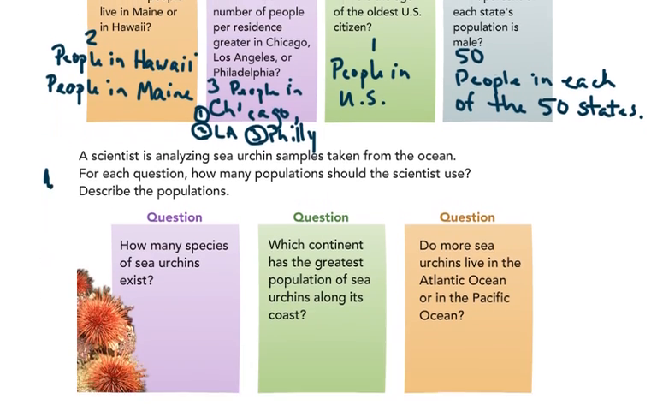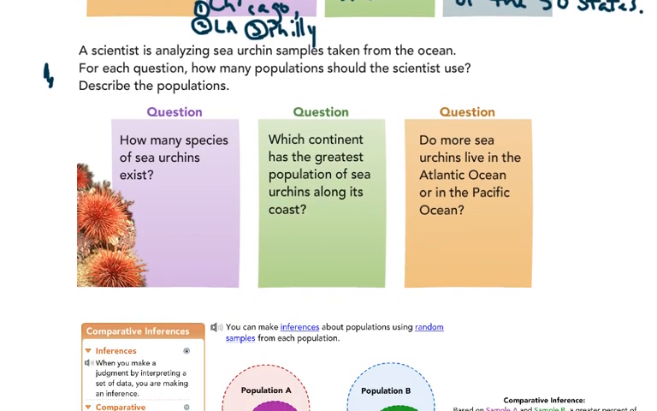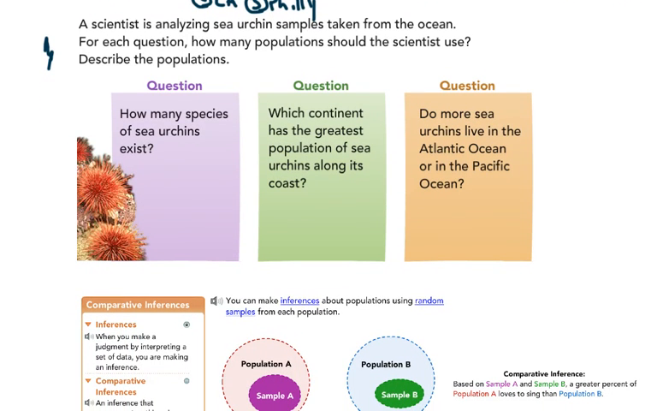The next question, a scientist is analyzing sea urchin samples taken from the ocean. For each question, how many populations should the scientist use? And describe the populations. So again, I'm going to ask you to pause the video, answer the questions, and then check to see if your answers are correct. Pause the video now, please.